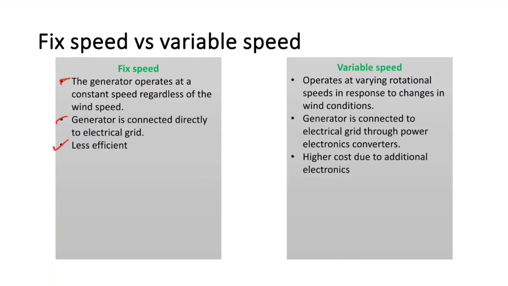On the other hand, we have variable speed wind turbines that operate at varying rotational speed, and this is according to changes in the wind conditions. So it means that in higher wind conditions you have more speed, in lower wind conditions low speed. In this situation, we cannot connect the generator directly to the power grid because the generator is also rotating at variable speed and you have frequency fluctuations. So we need power electronics converters. These types of wind turbines will have higher costs due to the additional electronics.